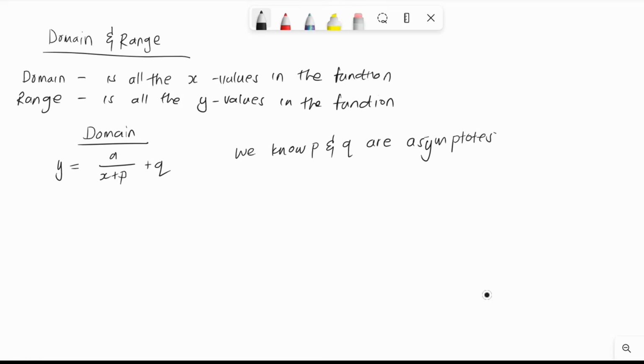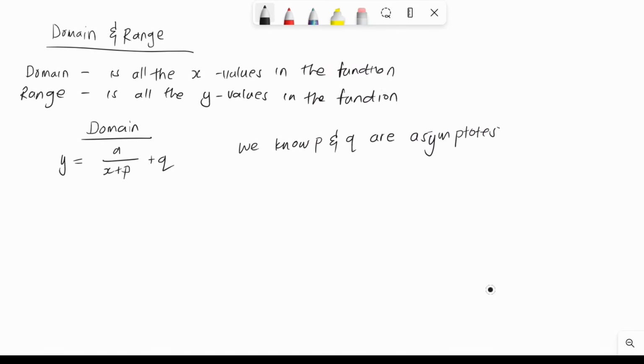So dealing with our domain, what we need to do is solve for p. We're going to say that x plus p is not equal to 0, because if anything is 0 here, our function is going to be undefined. Anything divided by 0 is going to be what? Undefined, right? Does everyone understand that? So we're going to solve for x.